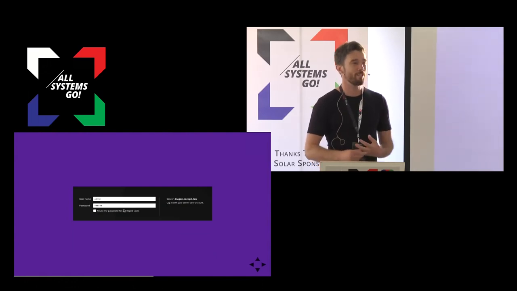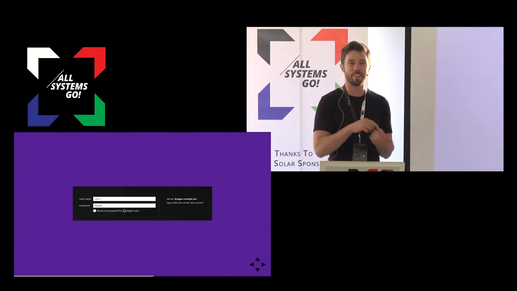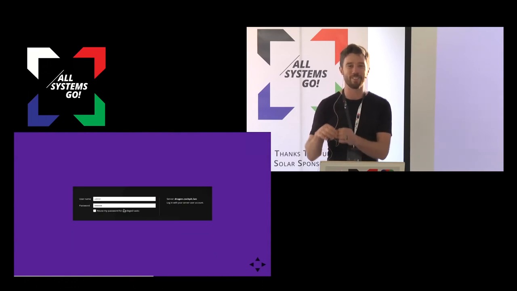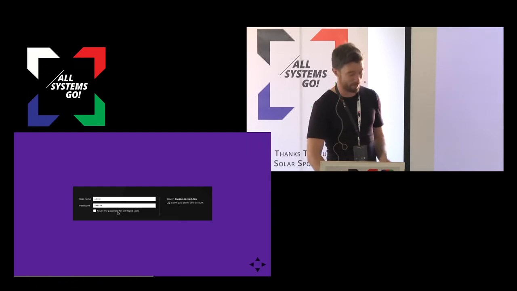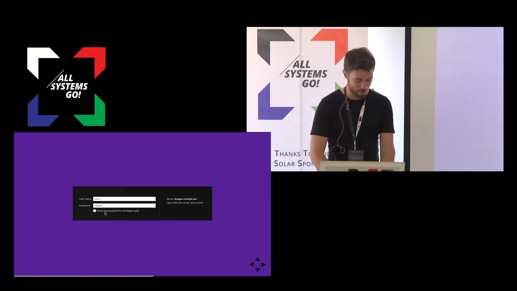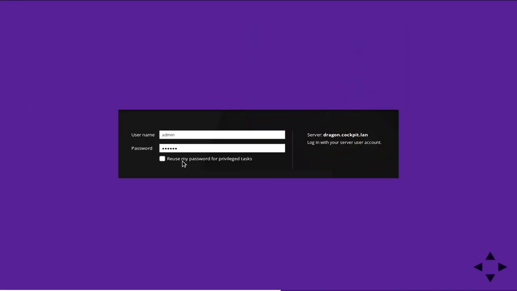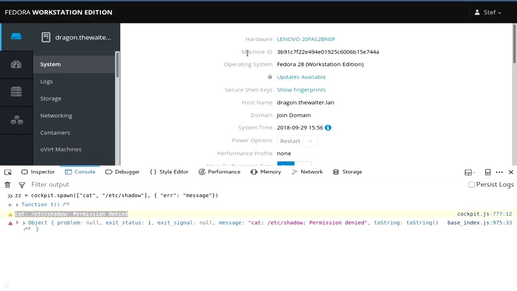It would be kind of silly if you had to log into Cockpit and then immediately type your password again in order to do the thing that you logged into Cockpit to do. So we make this checkbox available to you. And if you check this checkbox, it'll log into sudo for you, essentially, if you can. If that username and password is allowed to escalate privileges, it will do so.